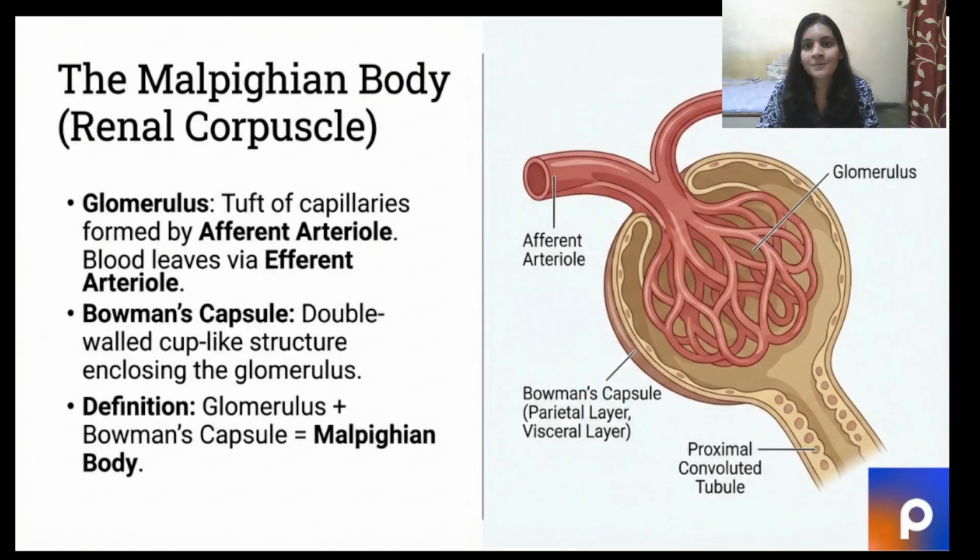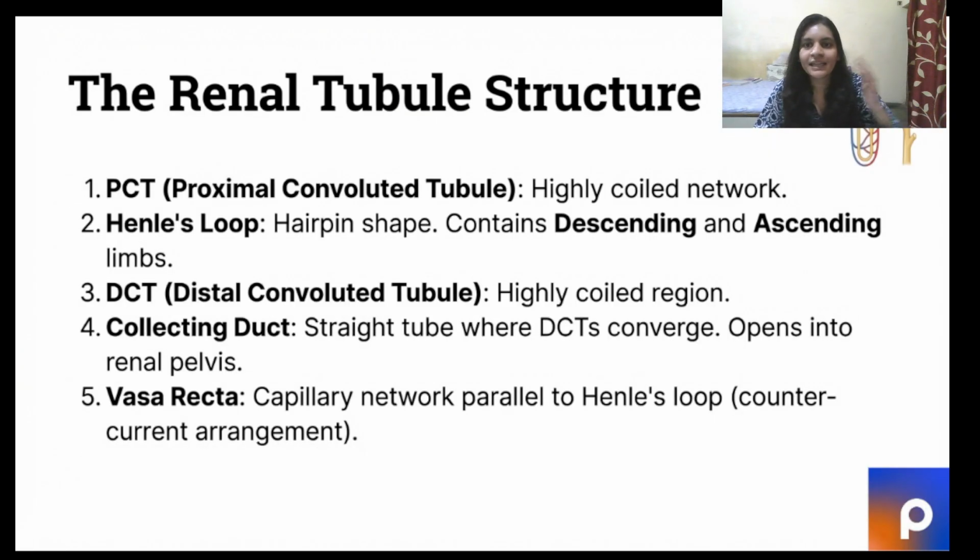Now, there comes in the Bowman's capsule surrounding your glomerulus. You can see that the glomerulus is such a sensitive structure, just another tuft of capillaries, so we need a strong structure to protect it. There is a double-walled, cup-like structure enclosing the glomerulus. So basically, when the glomerulus and Bowman's capsule are pronounced together, it is called the Malpighian body. Alright, that was all the fuss about it. It's so simple.